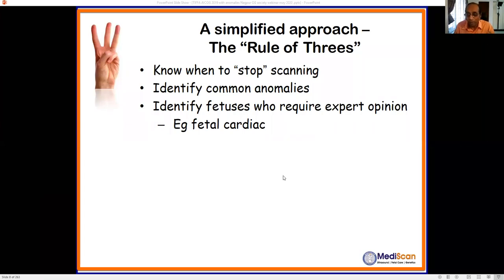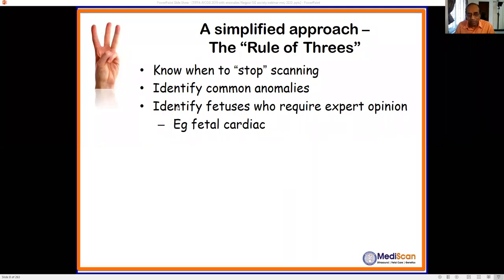Does it go by time? Is it a time allotted to the patient? Or do you feel a sense of satisfaction that you have completed the job? Or you feel whatever you need to see, you have seen. So we need to know when to stop scanning.